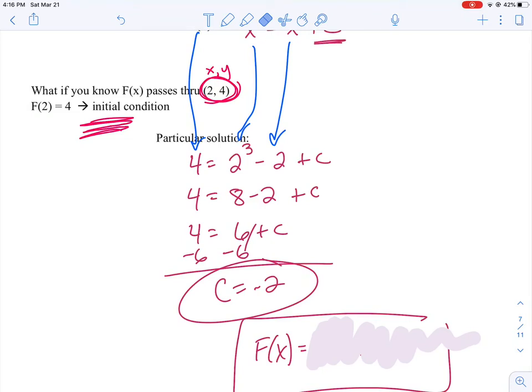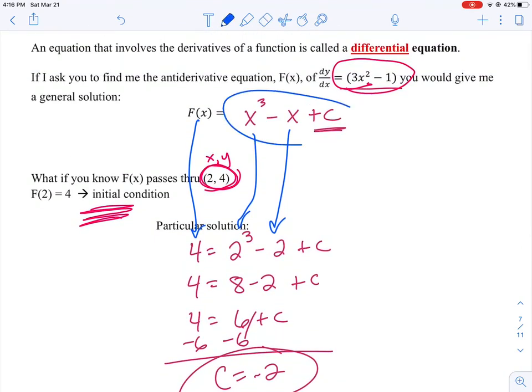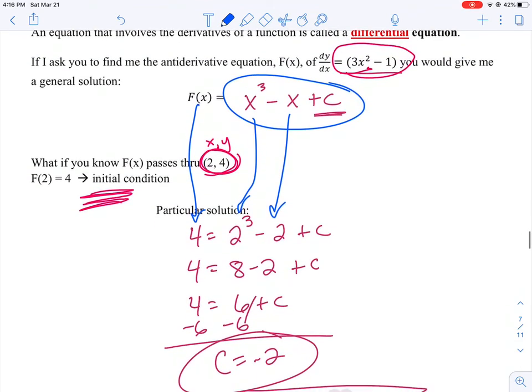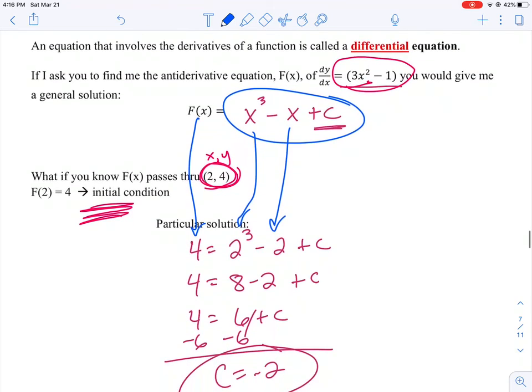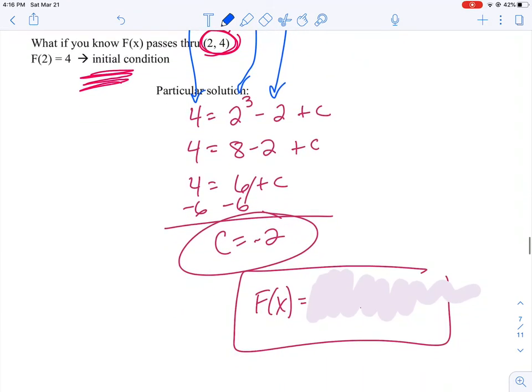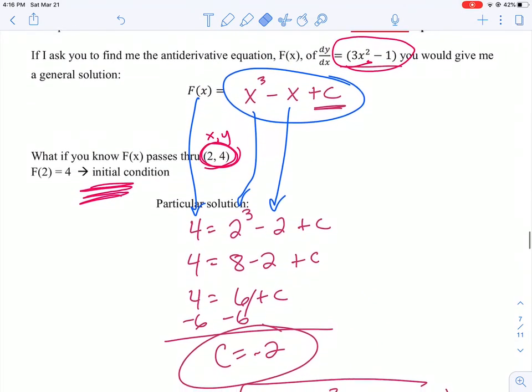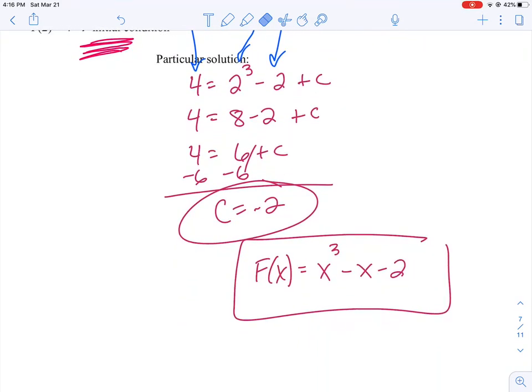So now I not only have a general function, this x cubed minus x plus C, well, now I have a particular solution. I have an exact solution because now I know what C is. So I can tell you if big F goes through the point (2, 4), and the derivative is 3x squared minus 1, well, big F has to be the equation x cubed minus x minus 2, because that's what my C was. So now I not only have a general solution, I have a particular solution. I have the exact original function.